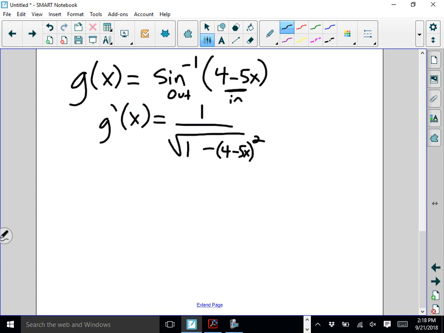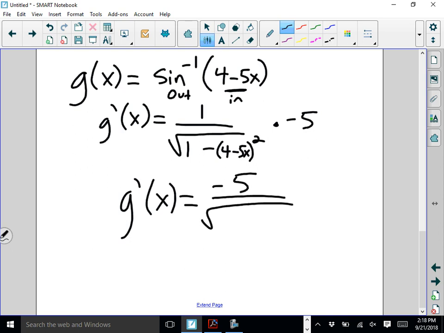Well, what's the derivative of 4 minus 5x? We know the derivative of 4 is 0. The derivative of negative 5x is negative 5. A lot of times people put 5 as the answer here, but we have to see that, oh no, it's negative 5. We need to multiply by negative 5. Now, generally, when we simplify this, we're just going to put negative 5 on top, and we'll have the square root of 1 minus (4 minus 5x) squared.